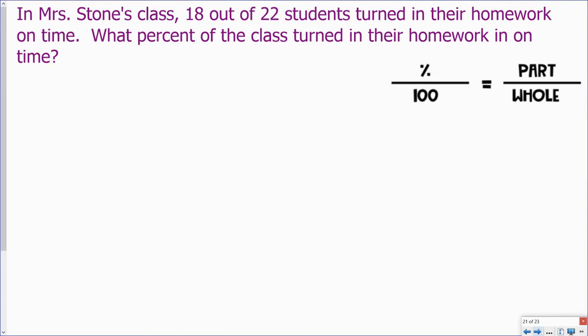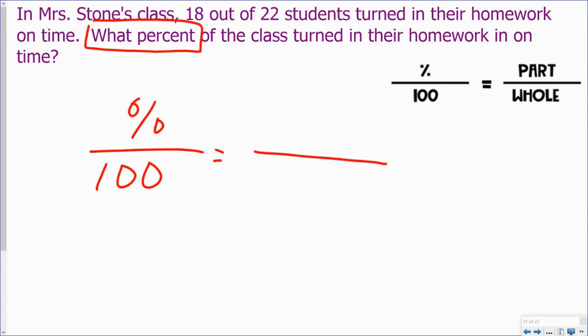So here it says in Mrs. Stone's class, 18 out of 22 students turned in their homework on time. What percent of the class turned in their homework on time? So again, my question is asking what percent. So setting up my proportion.